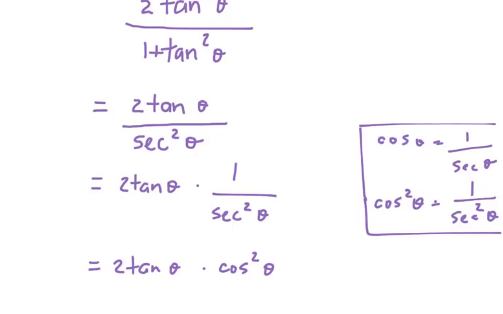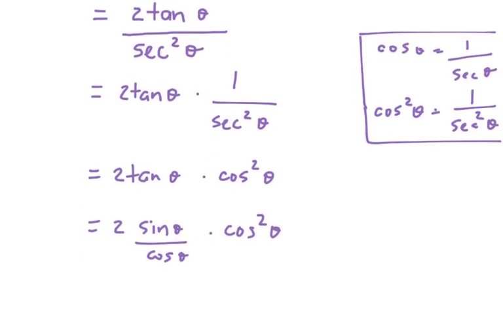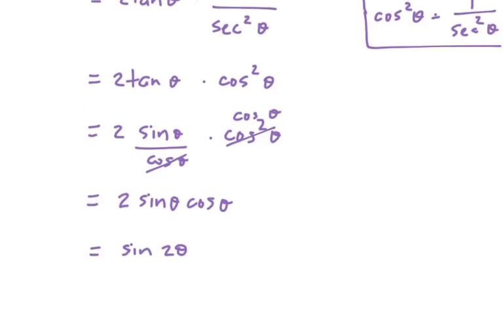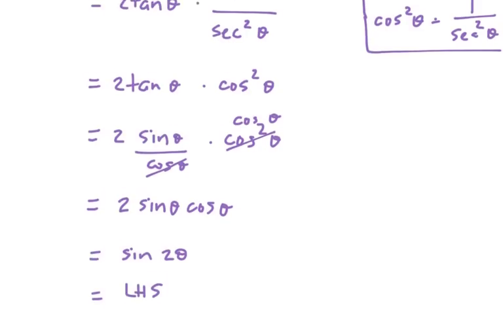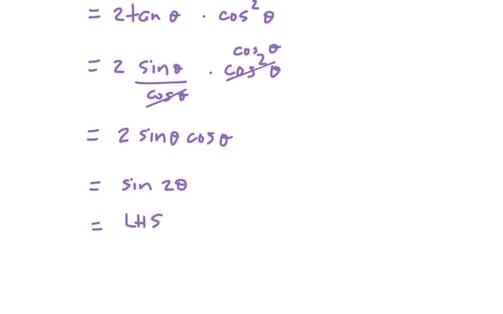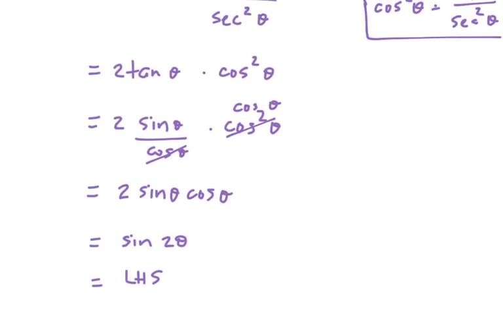I can also recall now that tan theta is the same thing as sine theta over cos theta. And now therefore these can cancel and I'll be left with 2 sine theta cos theta. And 2 sine theta cos theta is the same thing as sine 2 theta, which is equal to my left-hand side. So therefore I have shown that my right-hand side is equal to my left-hand side. So therefore this question has been completed.